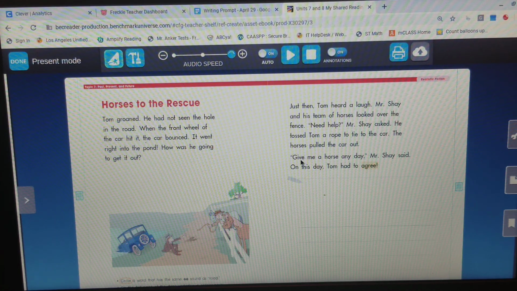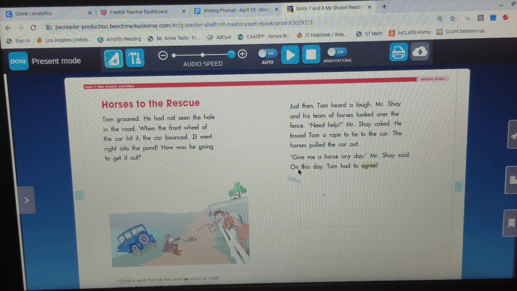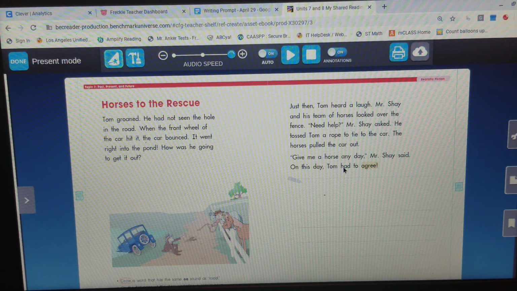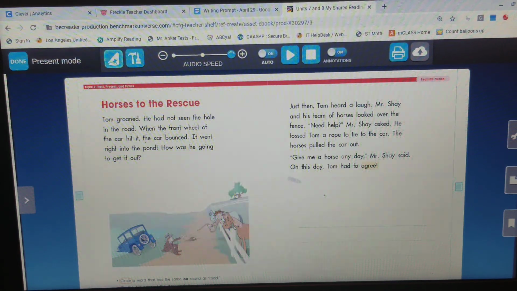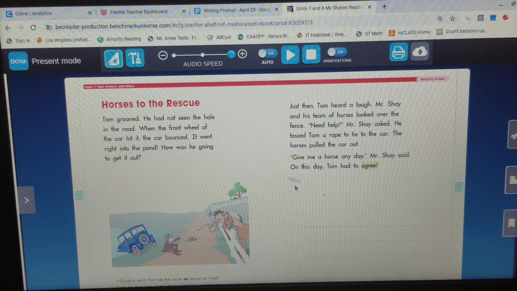I think it's best to have a horse because horses can do what you need them to do. Then Tom agreed, because it says on this day Tom had to agree. Well, Tom was agreeing with what Mr. Shea said, give me a horse any day. Tom is thinking, yes, I thought it would be better to have a car. But actually, the horses did have to save my car.